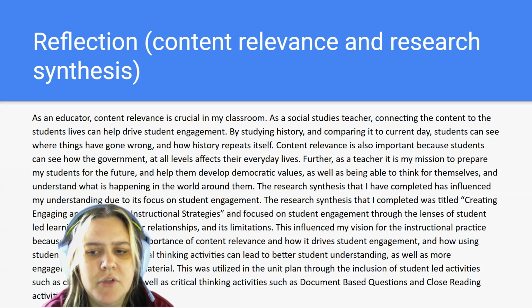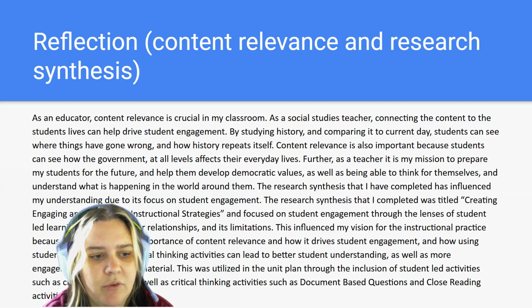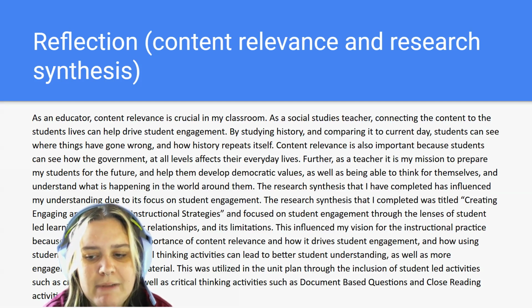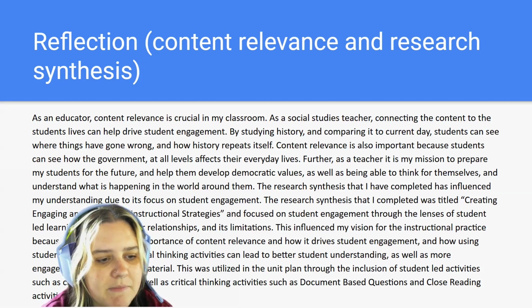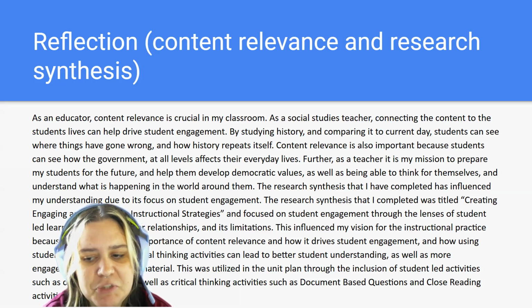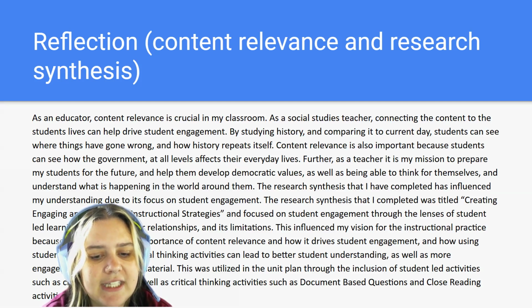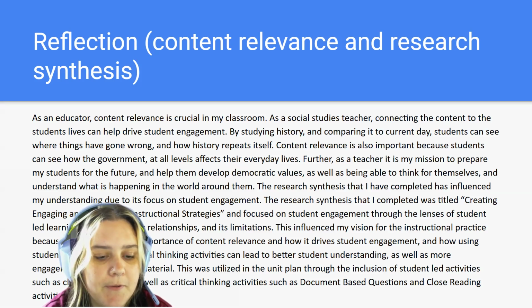The research synthesis that I have completed has influenced my understanding due to its focus on student engagement. The research synthesis that I completed was titled Creating Engaging and Motivating Instructional Strategies and focused on student engagement through the lens of student-led learning, student-teacher relationships, and its limitations. This influenced my vision for the instructional practice because I truly learned the importance of content relevance and how it drives student engagement, and how using student-led practice and critical thinking activities can lead to a better student understanding, as well as more engagement in the content material.